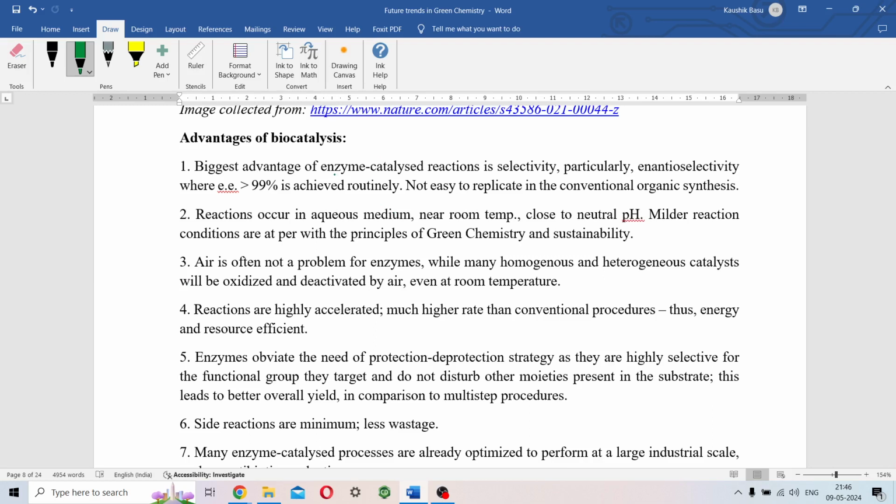Biggest advantage of enzyme catalyzed reaction is selectivity, particularly enantiomer selectivity, where enantiomeric excess up to 99% can be achieved routinely. If you try to do this with conventional catalysts, it is very difficult, very very difficult. Enantiomeric excess greater than 99%, achieving that will require special effort.